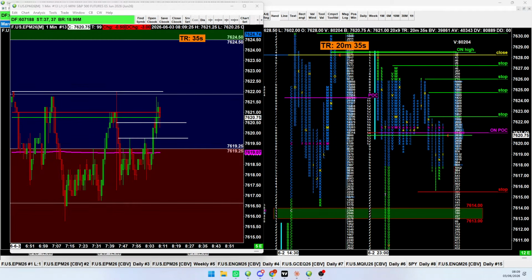It's not the best trading environment for extracting alpha. Now, as the morning progresses, hopefully we get some more participants and some more order flow.